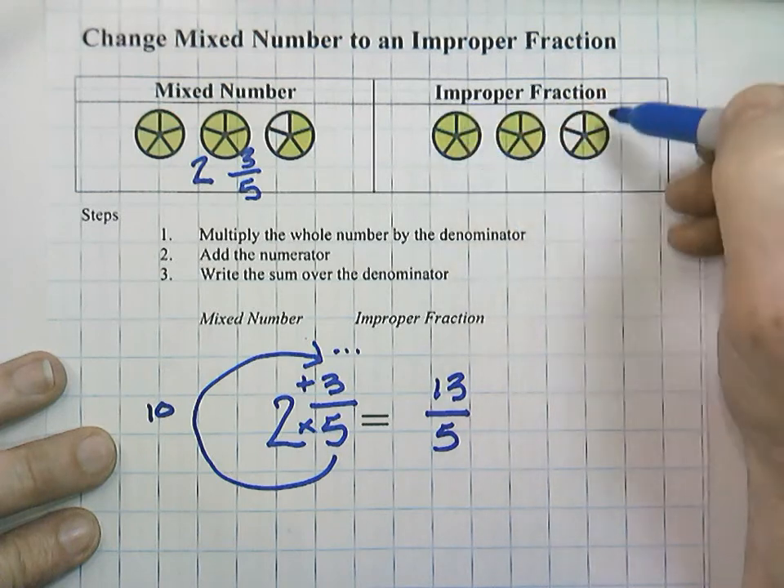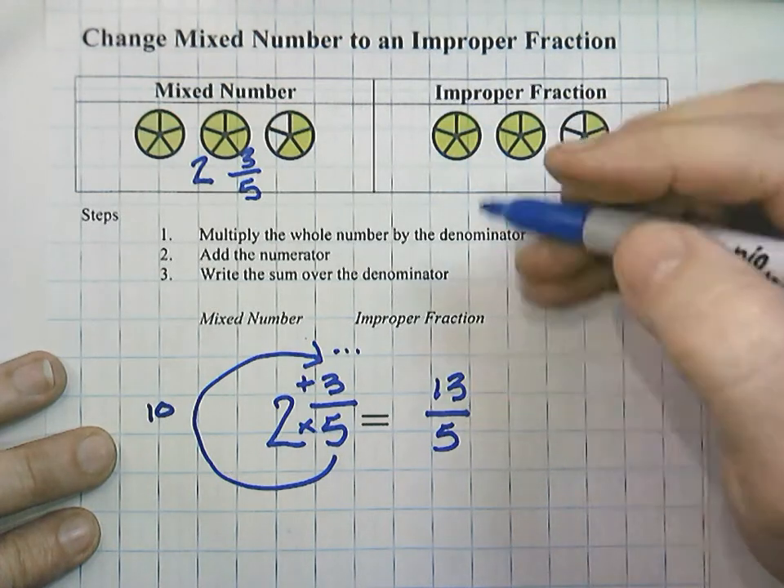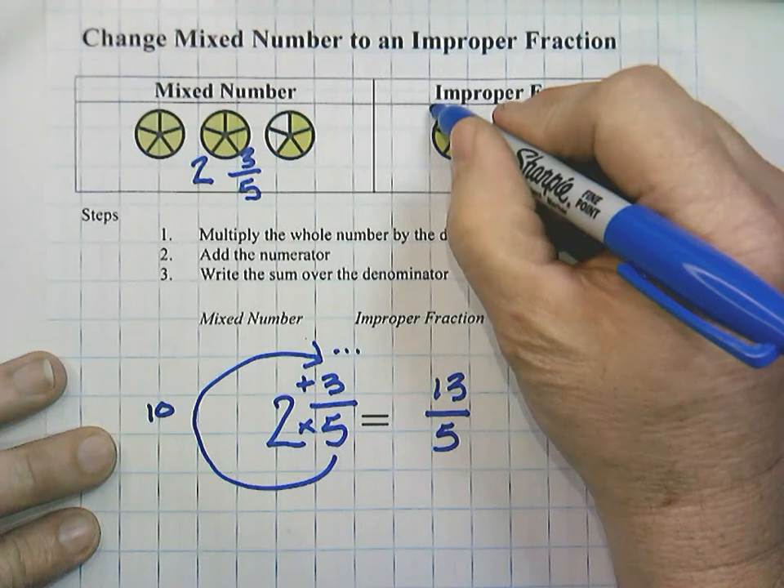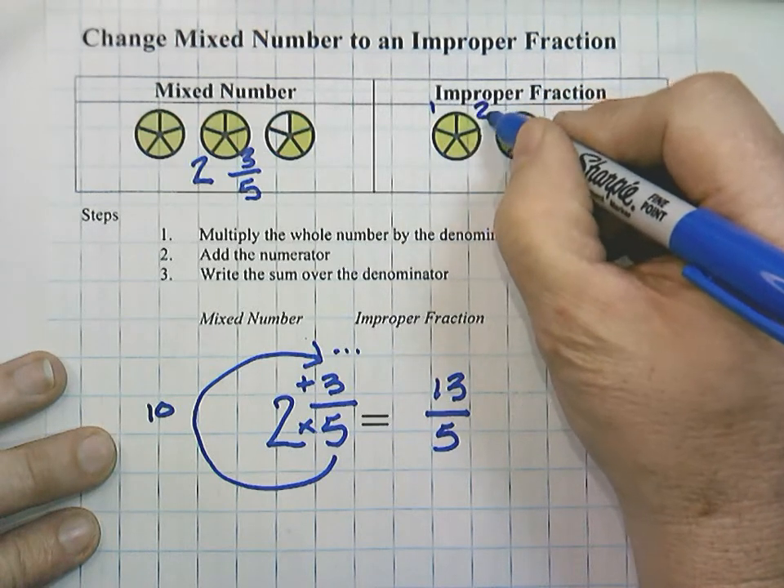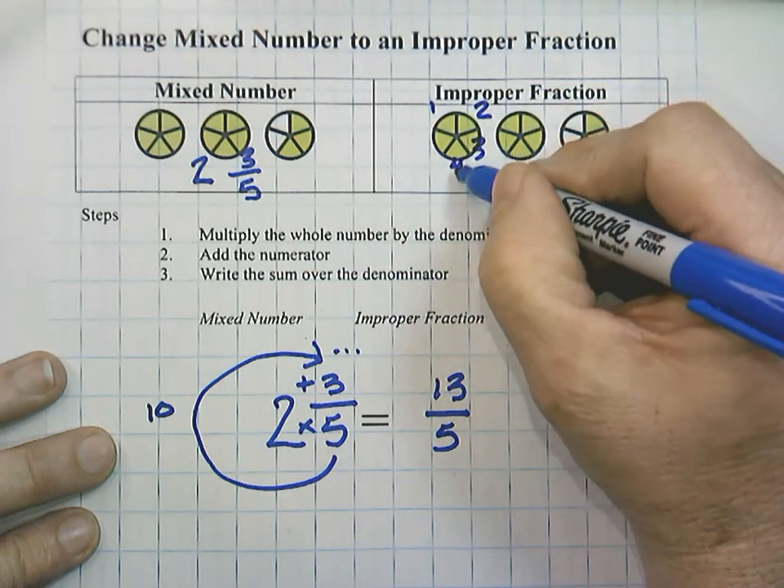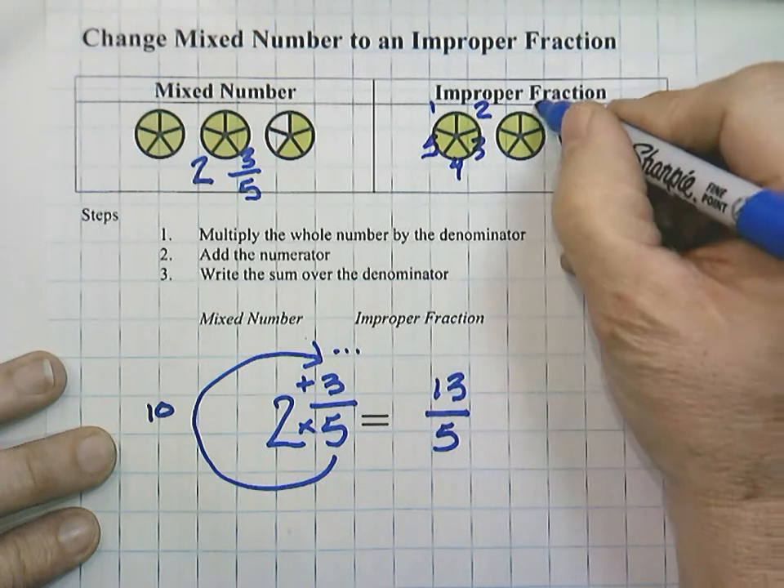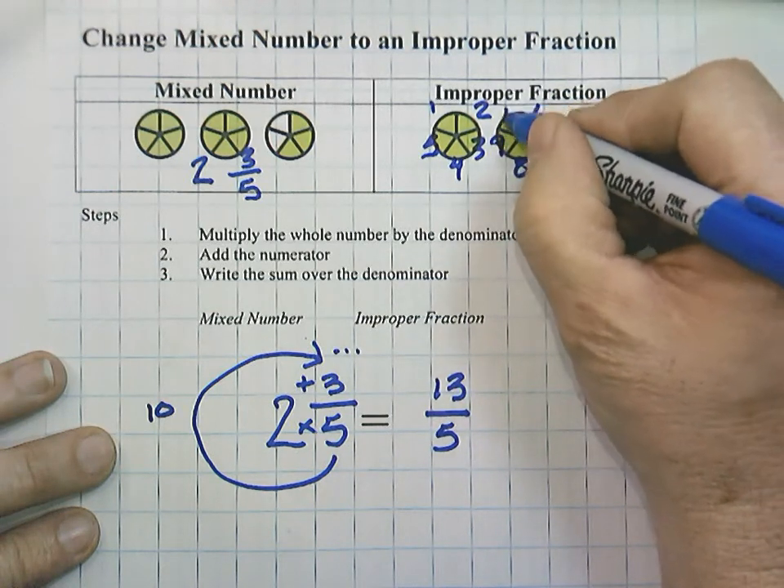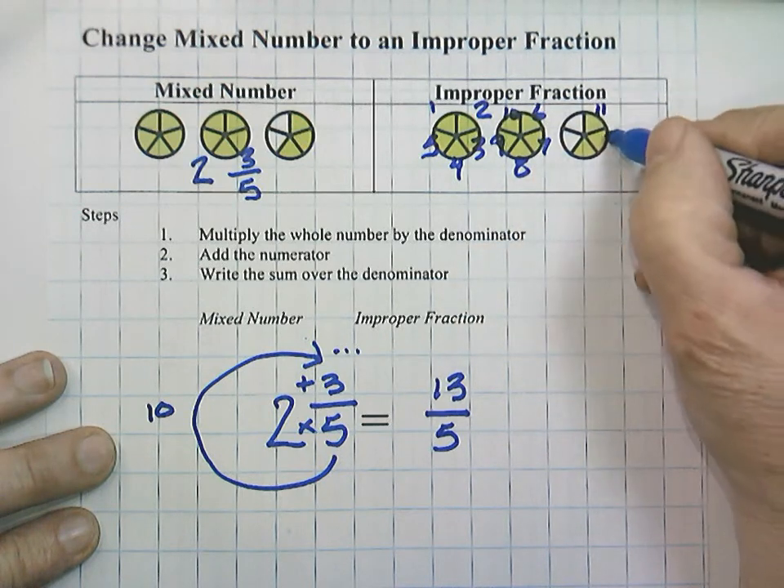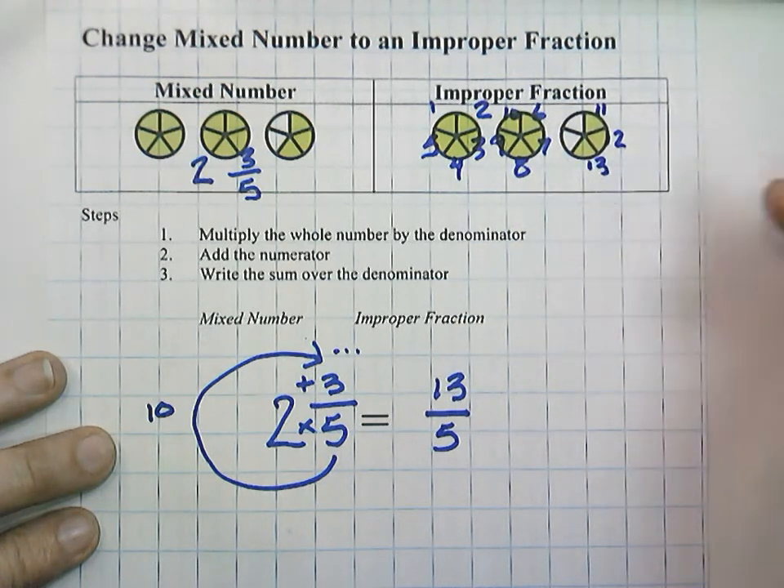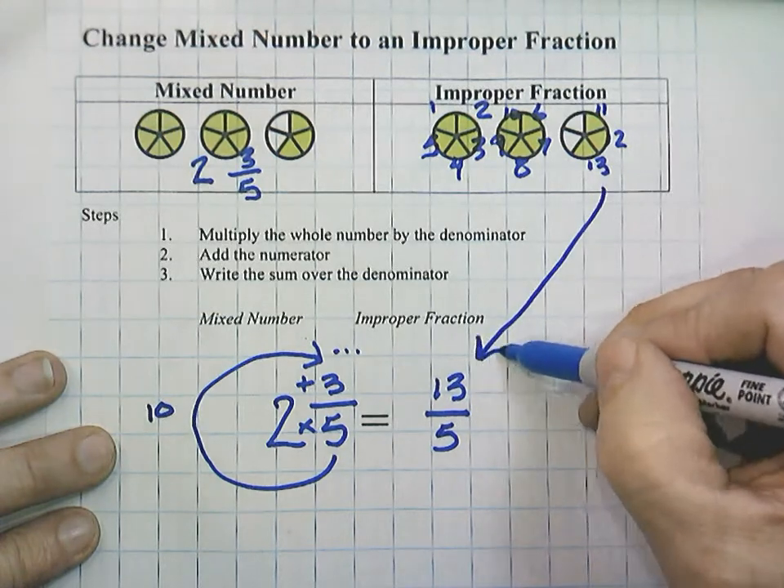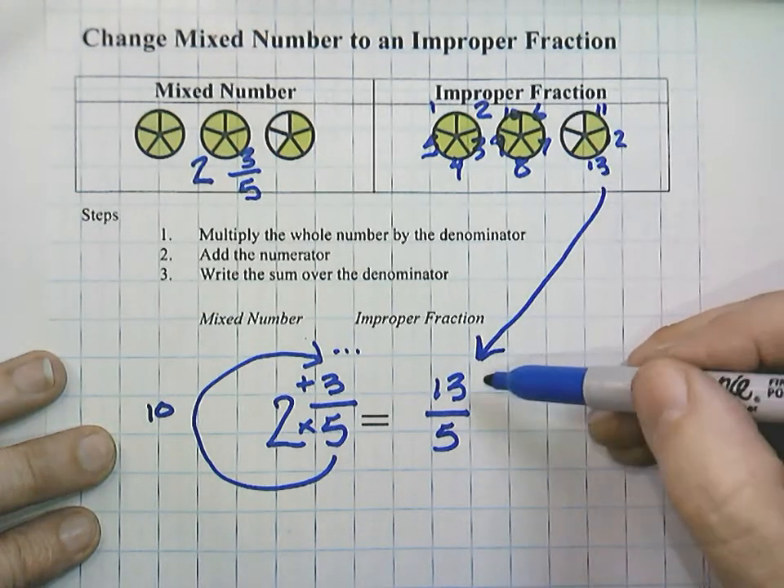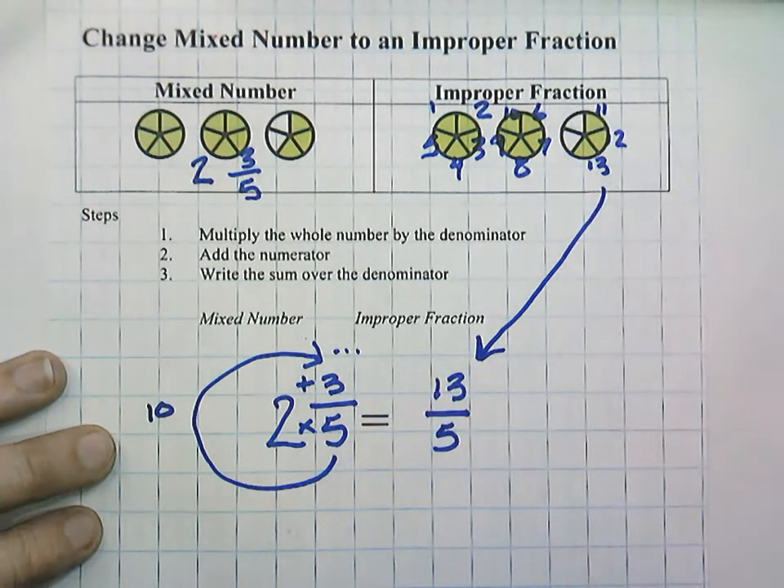I can prove that over here. The total number of shaded sections should equal 13 if we did this correctly. So ready? 1, 2, 3, 4, 5, 6, 7, 8, 9, 10, 11, 12, and 13. So there you can see we're just proving what we did mathematically with our model.